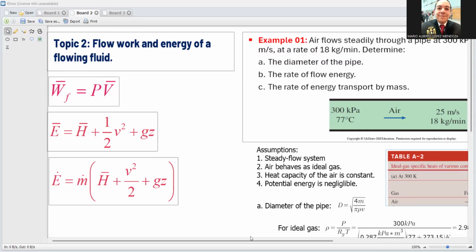Now we're going to check an example related with the flow work and the energy concept that we have discussed in our previous video. Remember that at this point we're interested in measuring the energy which is combined with a flowing fluid, a fluid which passes through a pipe or maybe inside an engineering device.